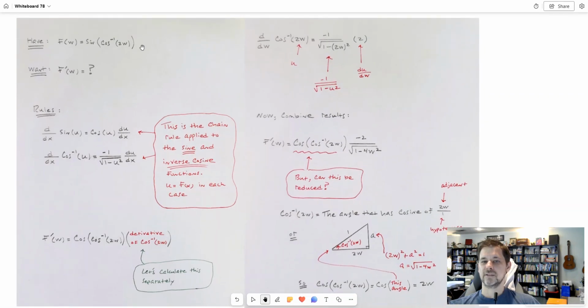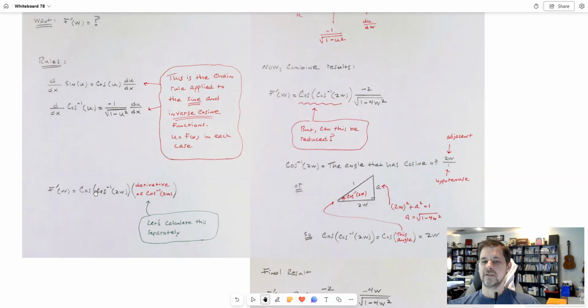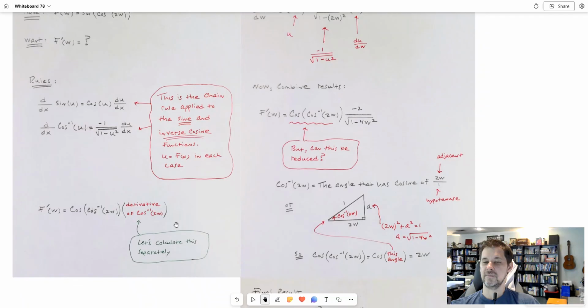I would have to start this by saying, okay, what's the derivative of sine of u? That's the u, okay? So that would be, look at this formula, cosine of u times the derivative of whatever the u is. Now that's going to be like this, because I'm starting with sine of cosine inverse 2w. I'm looking at it this way. The derivative is cosine of cosine inverse of 2w, then times the derivative of cosine inverse of 2w. So that's our initial move here, okay?